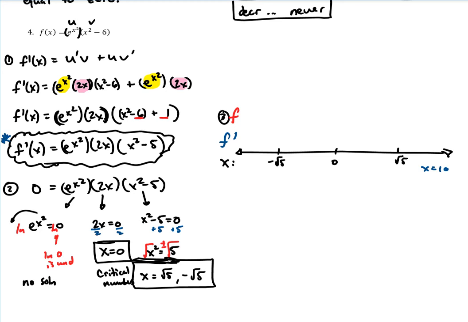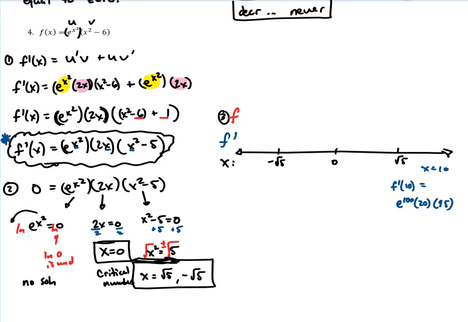Okay, and all I want to do now is use it in our derivative, which I put a big star by. And when we plug it in, we'll have f prime of 10 is equal to e to the 10 squared. So I'm going to plug it in as we go. So I'm changing those x's. So e to the 10 squared, so that would be e to the 100, times 2 times 10 would be 20, times 10 squared is 100, minus 5 is 95.